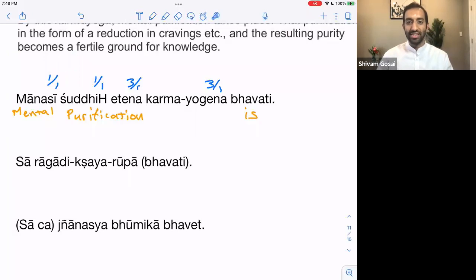Starts with an S. Samanadikaranam. Okay. So this is adjective, vishesha, and the shuddhi is visheshana. Yeah. Adjective, substantive. Vishesha, visheshana.